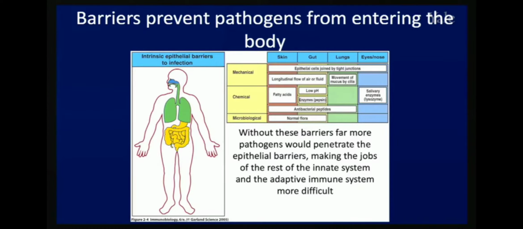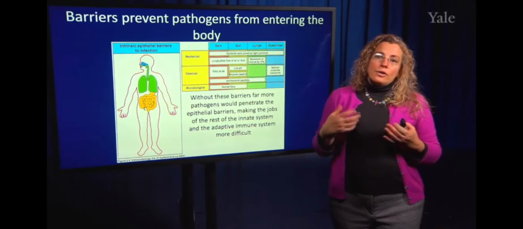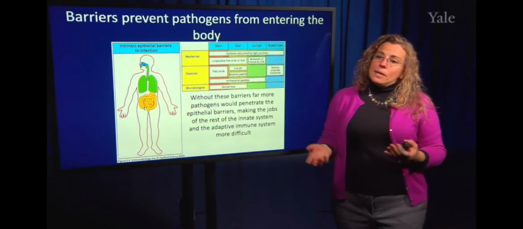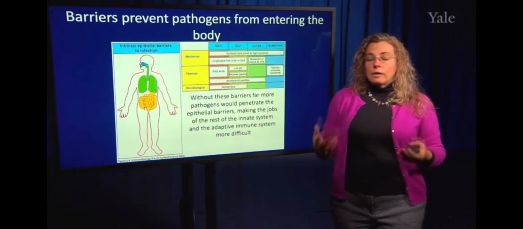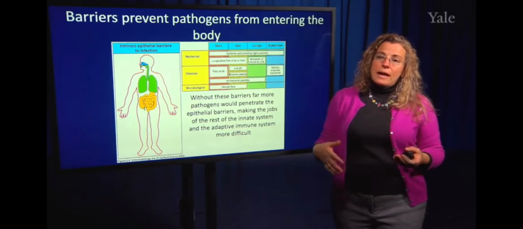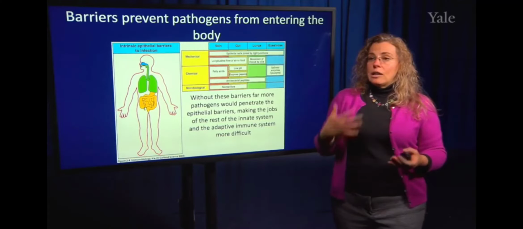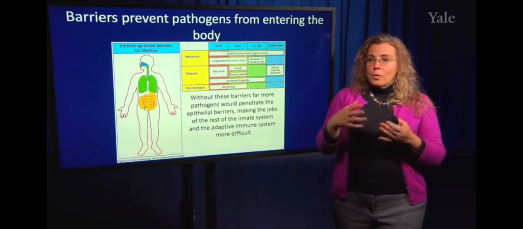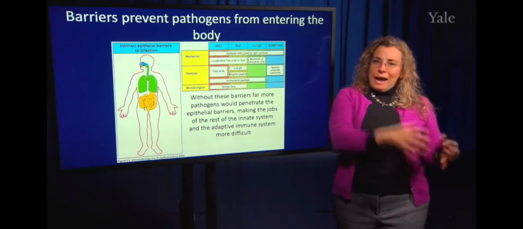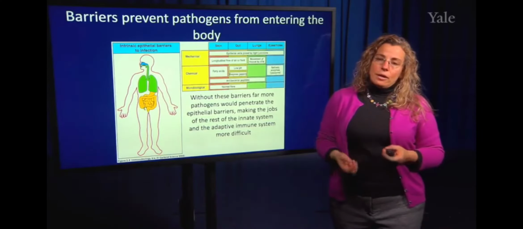Now, I think you all probably know about the term microbiome. And that means that we have commensal organisms that sort of live with us. A lot of bacteria live in our digestive tract, they live on our skin, in our lungs. And those organisms also help to sort of crowd out potential pathogenic organisms.